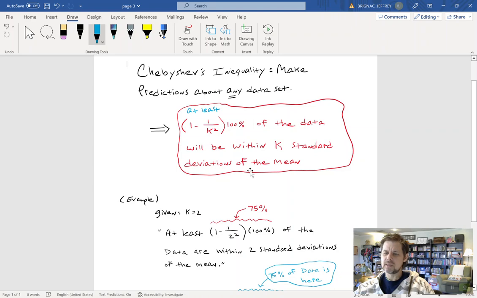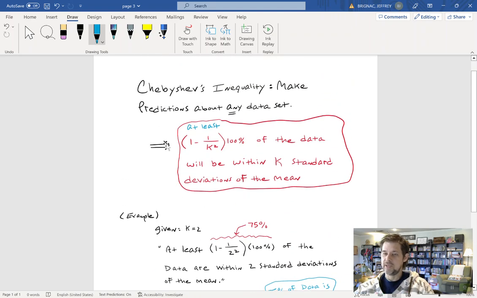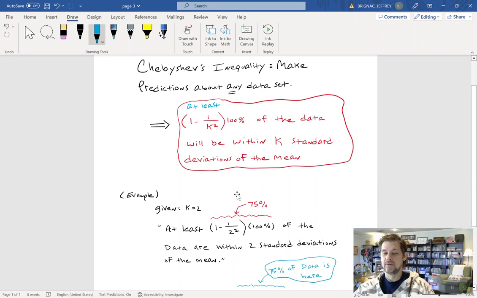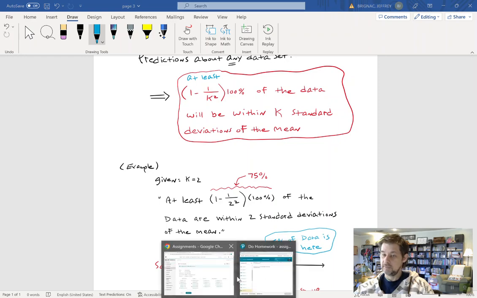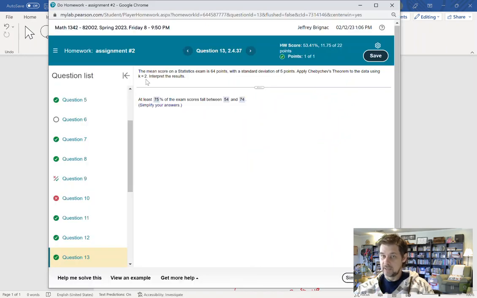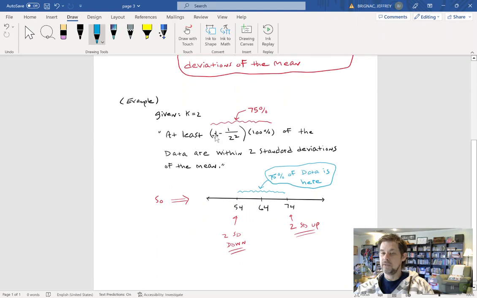Okay, now in this question it was given that k is 2. So I want to translate this statement, but I'm going to let the k be 2 according to the instructions and according to what Chebyshev's inequality says. Alright, so to translate this using k equal to 2, remember this question did say let k be 2. Alright, so it would say at least 1 minus 1 over 2 squared times 100% of the data are within 2 standard deviations of the mean.